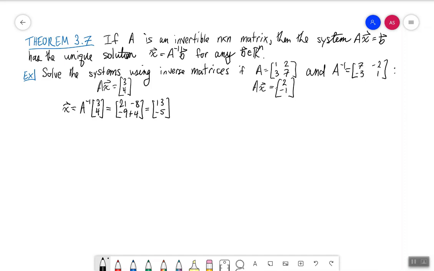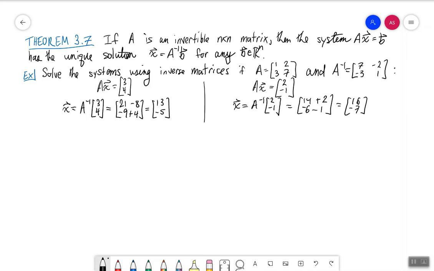And over here, we know, again using theorem 3.7, that X equals A inverse times 2 minus 1, which, when we multiply it out, is 14 plus 2, minus 6 minus 1, which is 16 minus 7.